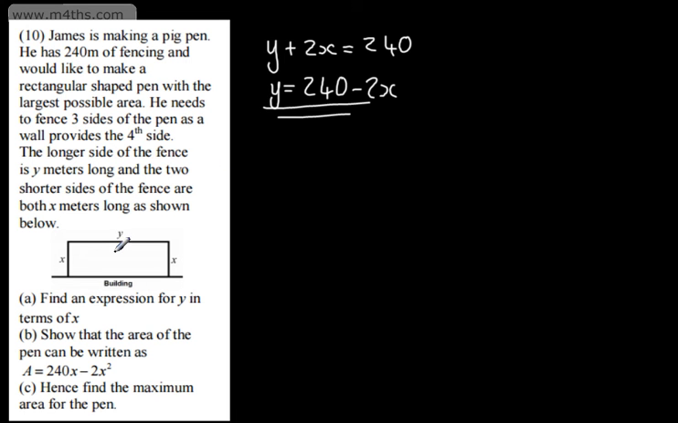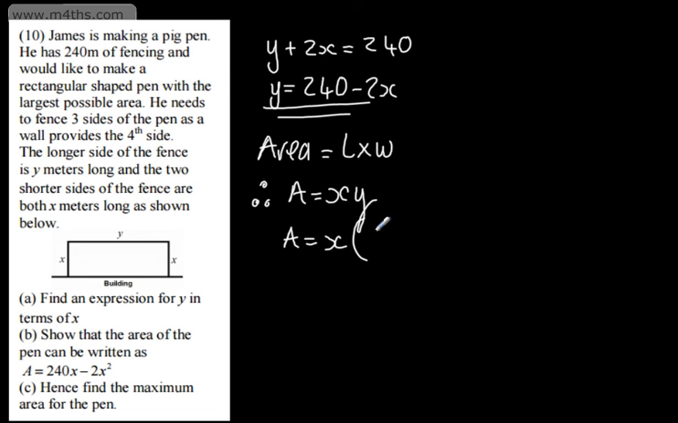In part B, we need to show that the area of the pen can be written as A is equal to 240x minus 2x squared. So I'm just going to write now that the area is equal to the length times the width. Therefore, we can say now that the area is x multiplied by y. This is where the algebraic manipulation comes in. We want to express the area in terms of one variable. At the moment, I've got both x and y, and all I'm going to do is substitute in. So we can say now that A is equal to x multiplied by 240 minus 2x. Multiplying this out, the area is going to be 240x minus 2x squared. That's what we were asked to do.